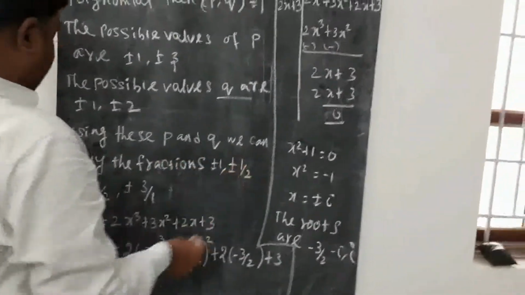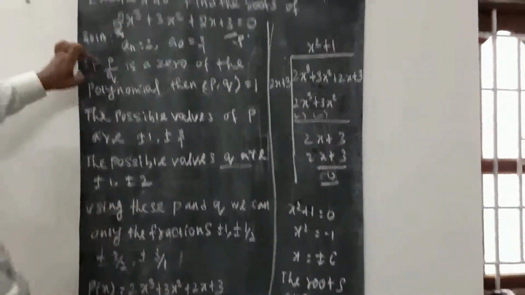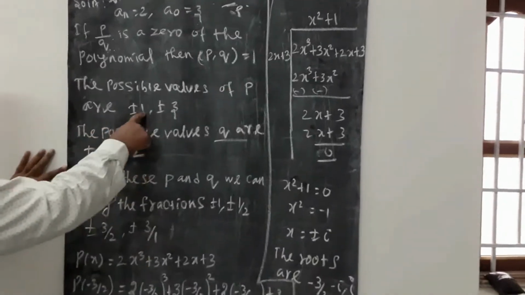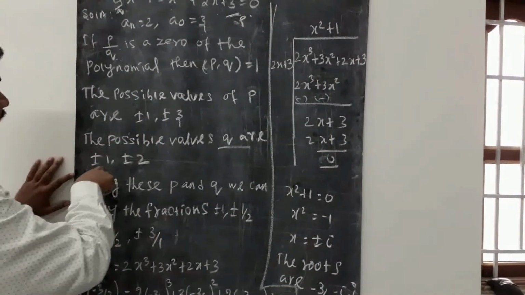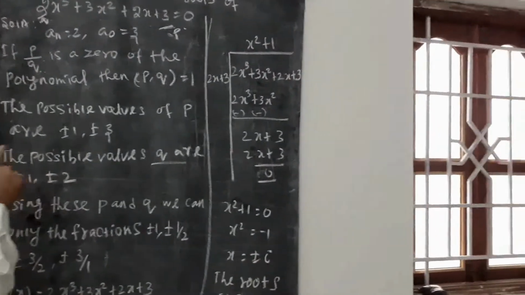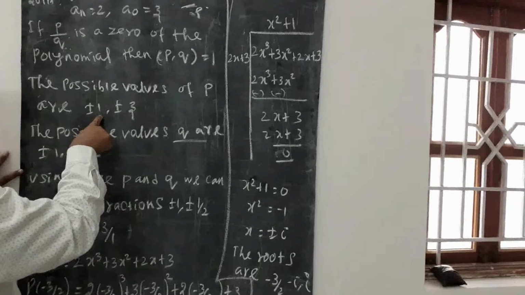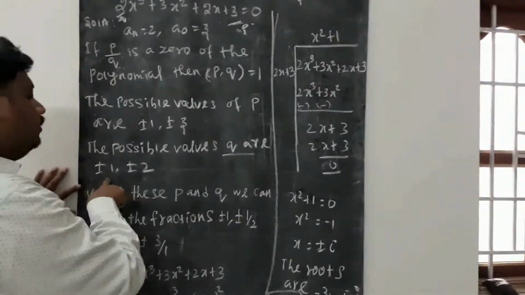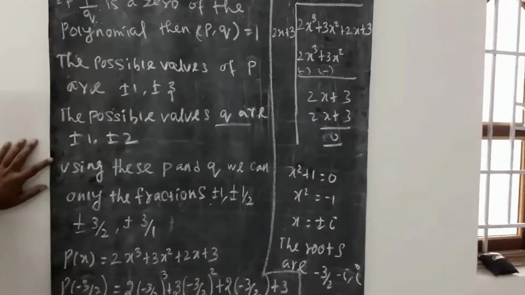Using this p and q, we can form fractions. How to form fractions? Here p by q. Here p value is plus or minus 1. Suppose you take plus 1, here also plus 1, 1 by 1 is 1. If you take plus 1 and minus 1, 1 by minus 1 is minus 1. Therefore, plus or minus 1. Suppose you take minus 1, minus 1 by 1 is minus 1. Here minus 1, here also minus 1, then plus 1. Therefore, the possible fractions are plus or minus 1.